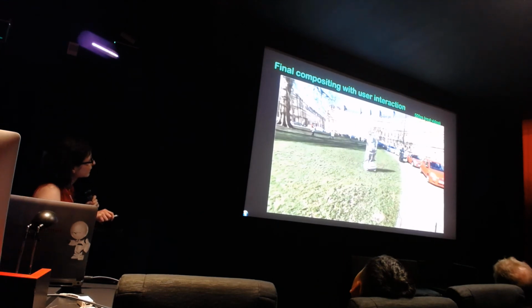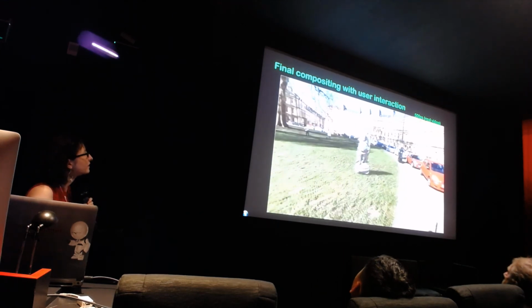So look at the reflection of the red car on the Buddha.